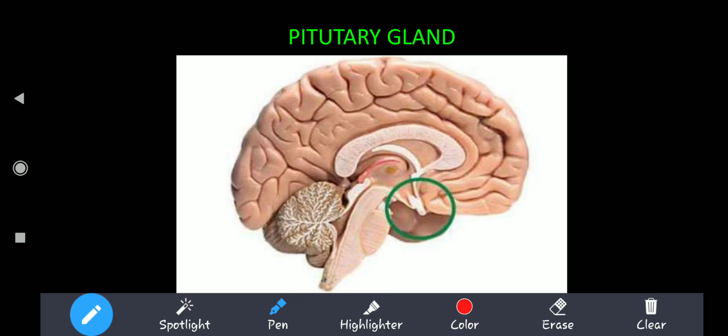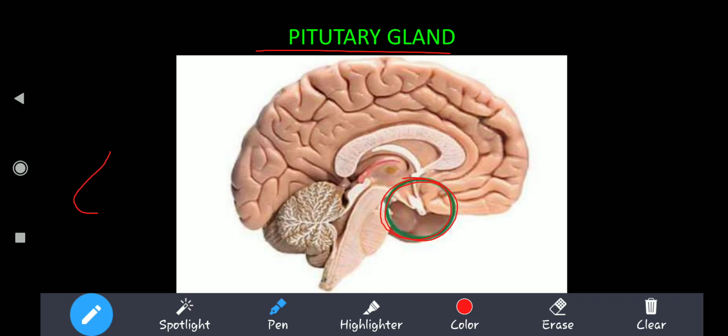In this video, we are going to talk about the pituitary gland as an endocrine gland. Let us move into the structure, what it is. We have got the pituitary gland. You can see it is present in this area. But what is the structure?